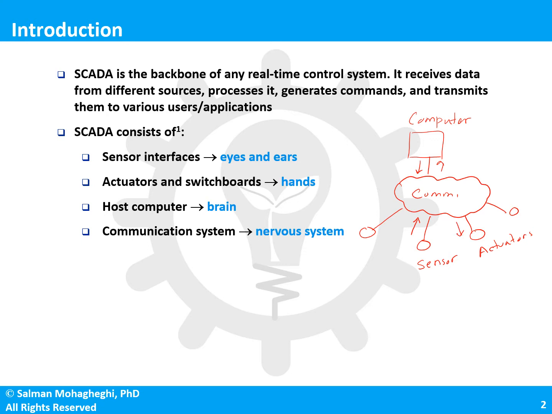We often liken the SCADA system to the human body, where your sensors are like your eyes and ears or other sensory system that will collect information from the environment in which you're located. Your hands and muscles are essentially your actuators that would receive information from your brain and then take actions. The host computer obviously would be your brain that receives information from your sensory system and processes it and generates commands for your muscles. And of course, the communication system is similar to the nervous system that has the role of connecting our sensory systems and muscles to the brain.